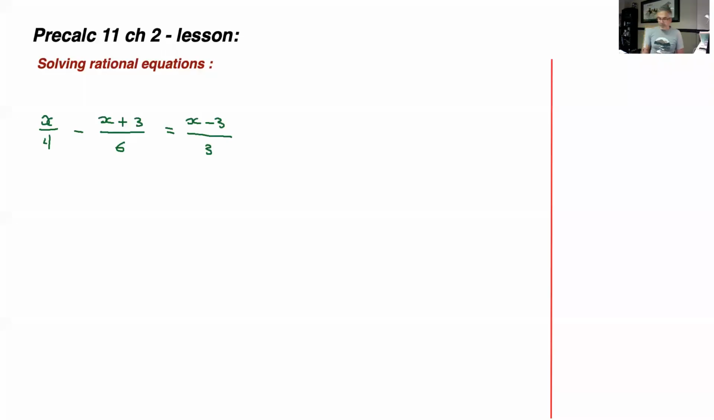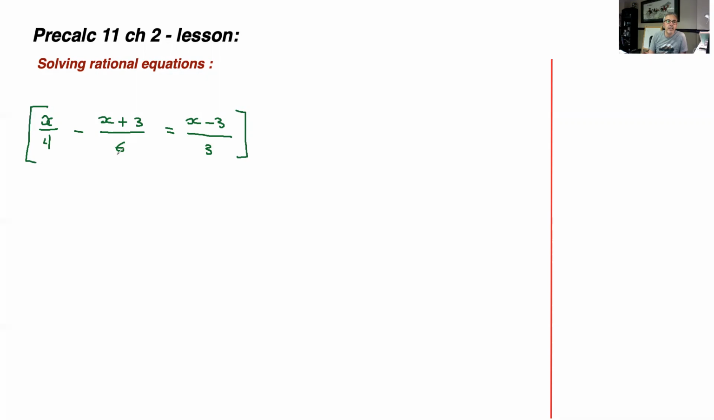So again, chapter 2 on pre-calc 11, lesson 5, solving rational equations. So what we need to do here is, the way I do it, I multiply everything by the common denominator.